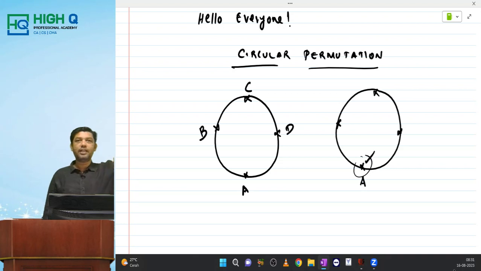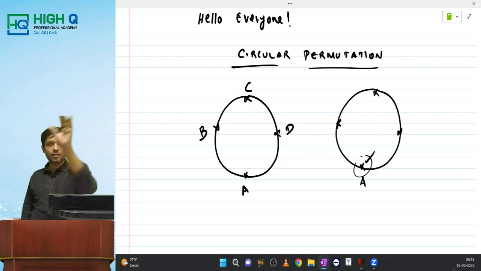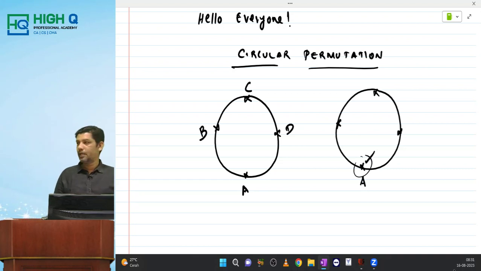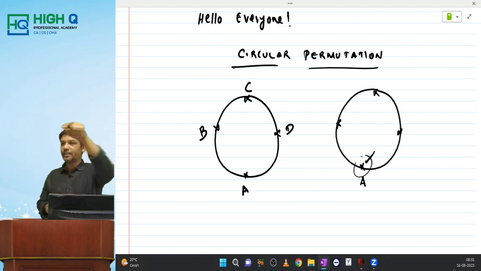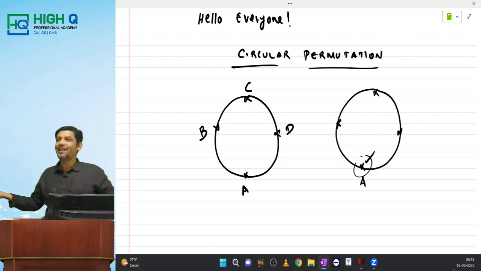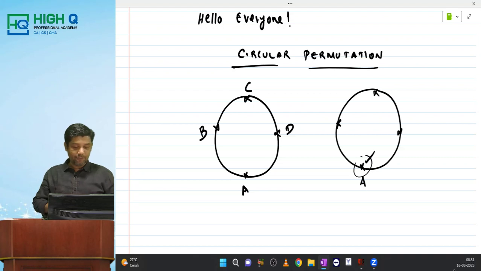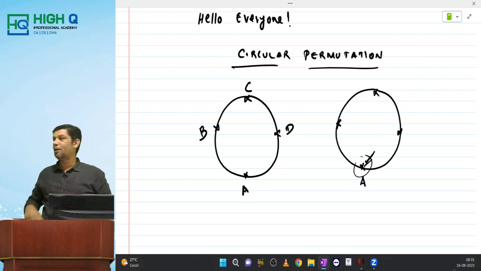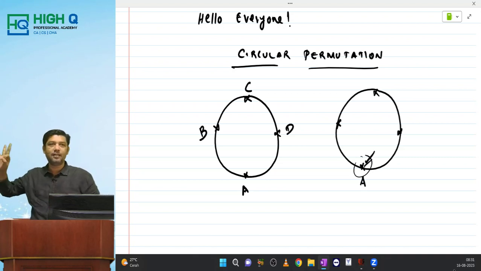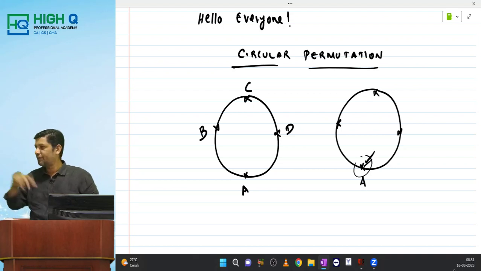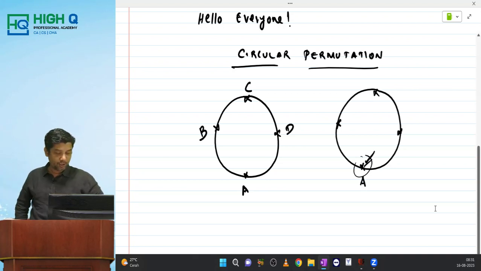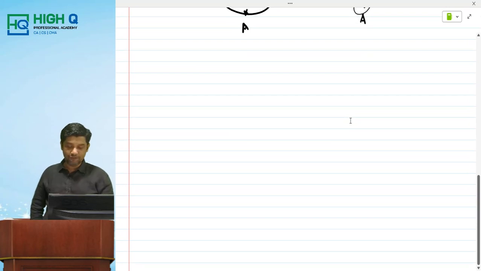Because in circular arrangement, it is the rule that one person has to be fixed at one particular place. With respect to that person only, we arrange the other people. When it comes to other people, it is automatically linear permutation only, because one place is fixed. For example, if I fix this place, how many seats are there for the other people? 3. How many people to be arranged? 3. So 3 factorial ways. So let me write the formula.